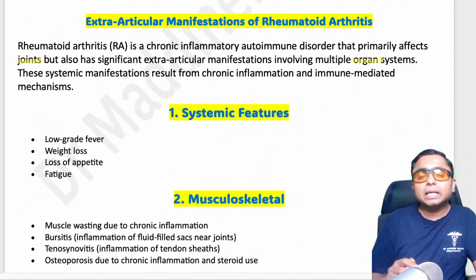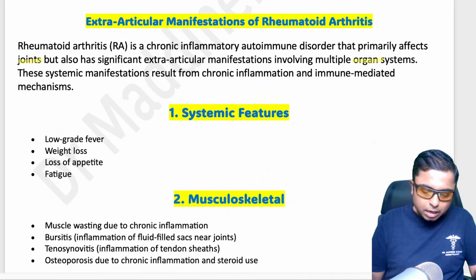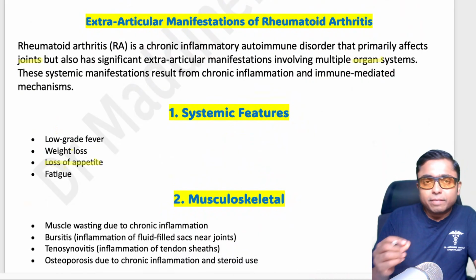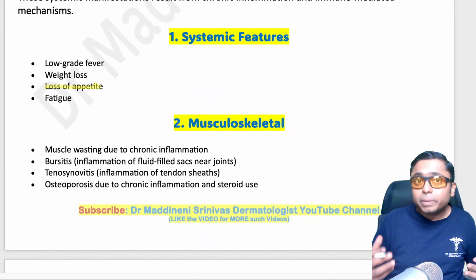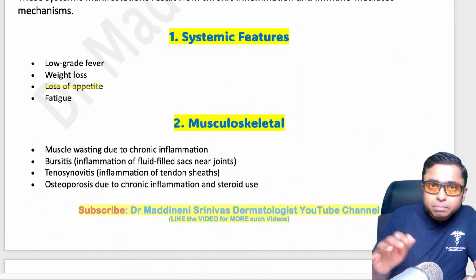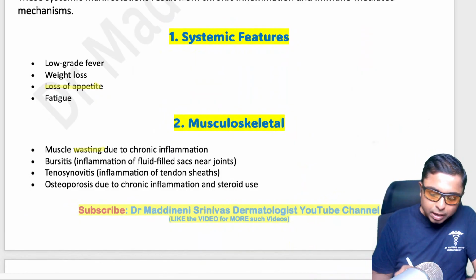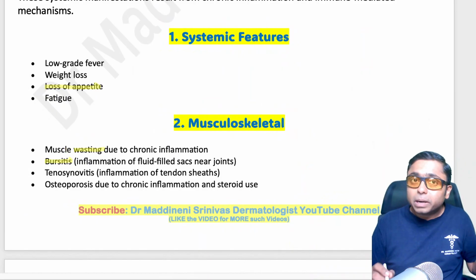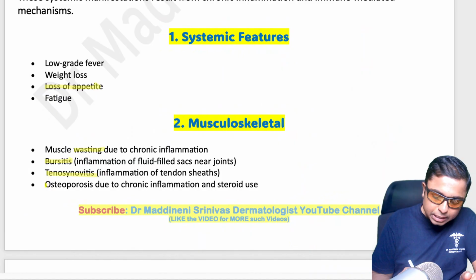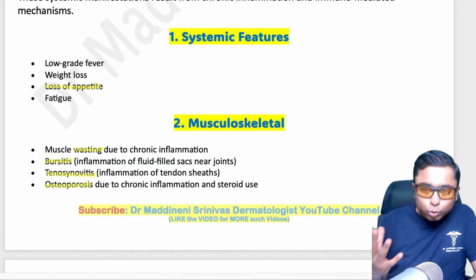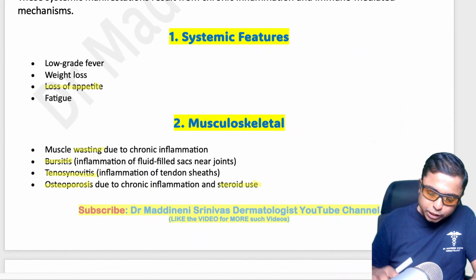So systemically, the patient is going to have the constitutional symptoms: fever, arthralgia, weight loss, fatigue. All these features you can write down because of the inflammation happening in the body. And in the muscles, there's going to be muscle wasting because of the inflammation. And there can be inflammation of the bursa leading to bursitis, tendons leading to tenosynovitis, and also there can be osteoporosis. That is because of the inflammation, and also the steroids which are used in these patients.